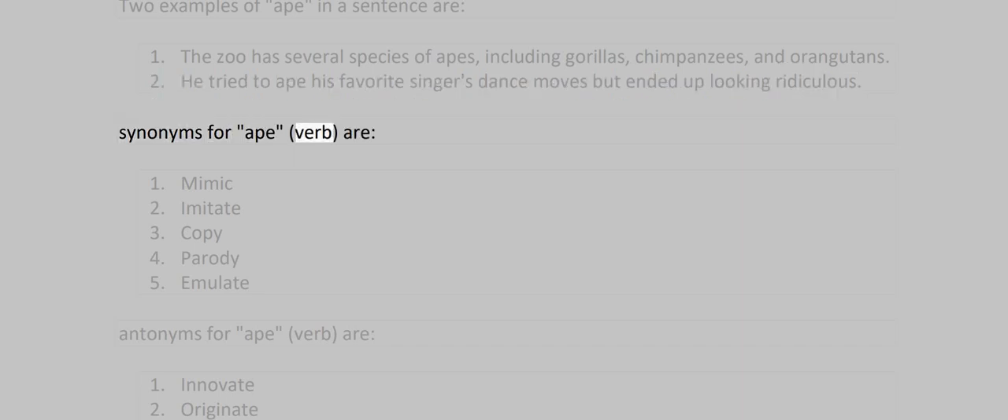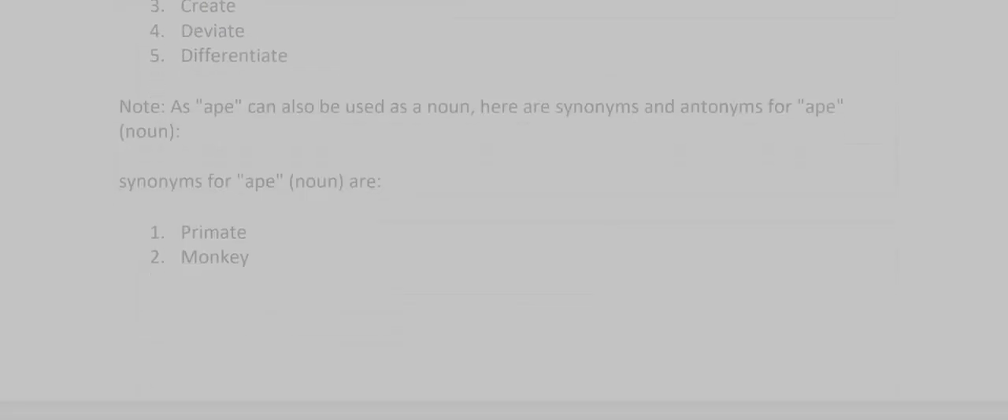Synonyms for ape, verb are: 1. Mimic. 2. Imitate. 3. Copy. 4. Parody. 5. Emulate. Antonyms for ape, verb are: 1. Innovate. 2. Originate. 3. Create. 4. Deviate. 5. Differentiate.